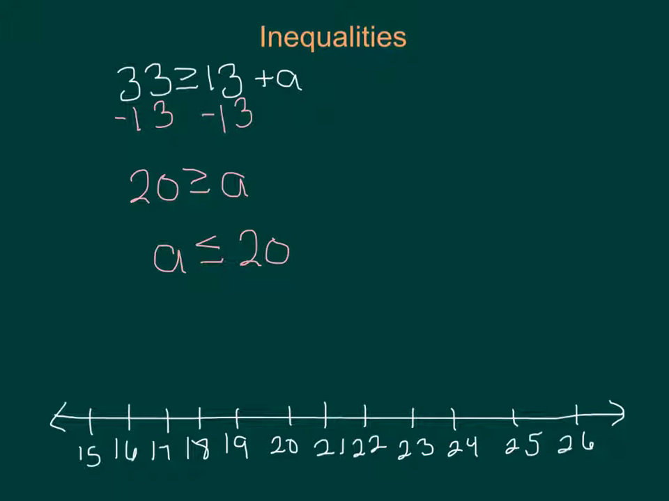So now we go to negative 20. Because of this line right here, that means a can be less than or equal to, so I'm going to put a closed circle on 20. Then the less than would be all the numbers smaller than 20, which on the number line would be to the left of 20. You may notice these arrows are pointing the same direction. That only works when you've got the variable on the left.